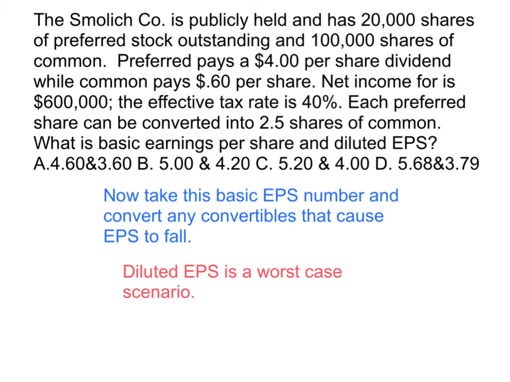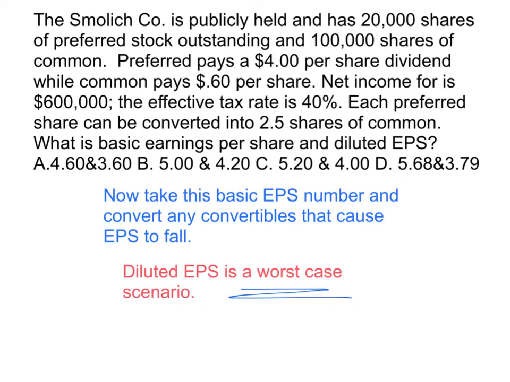Diluted earnings per share is often referred to as a worst case scenario. How low would earnings per share fall if all of the convertible items were actually converted? This is a hypothetical situation. What happens if the preferred stock shares, which is your convertible here, are actually converted into common stock? U.S. GAAP sets up specific steps that must be followed to determine this impact.